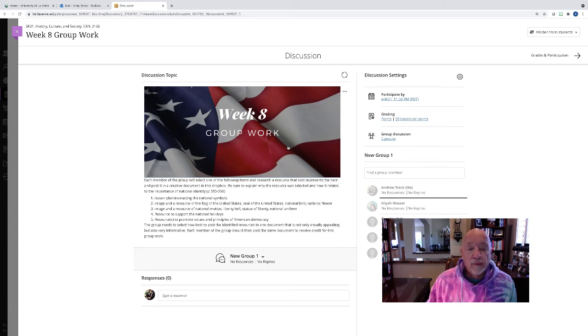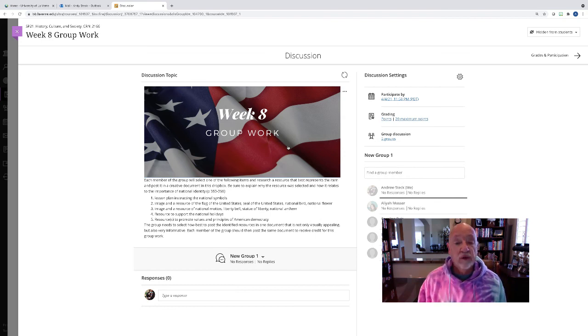The third person will look for an image and a resource of national mottos, the Liberty Bell, the Statue of Liberty, the national anthem. The fourth person will find a resource to support the national holidays. And the fifth person will look for resource or resources to promote values and principles of American democracy. The group needs to select how best to post the identified resources in one document that's not only visually appealing, but also very informative. Each member of the group should then post the same document to receive credit for this group work.